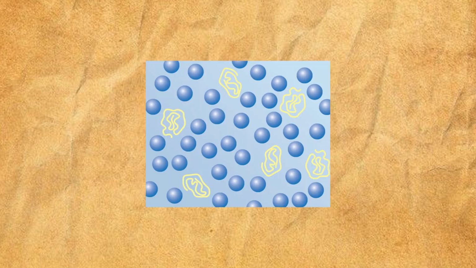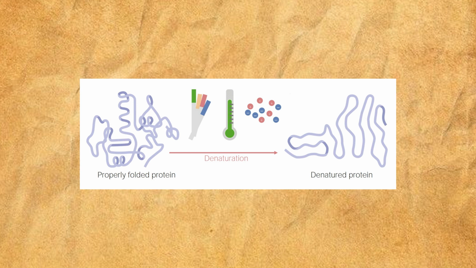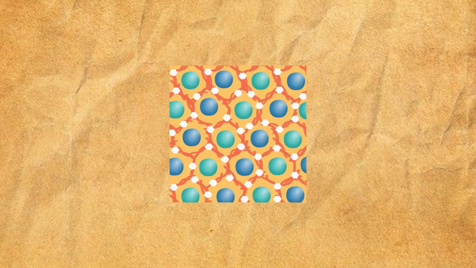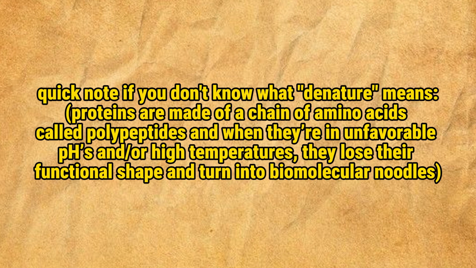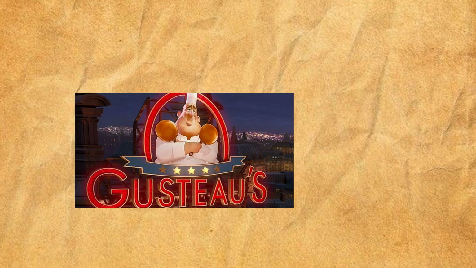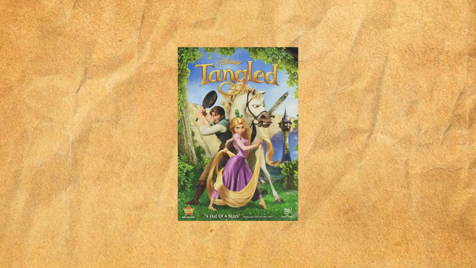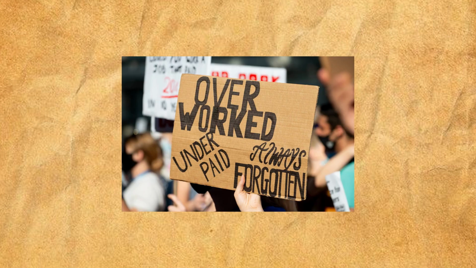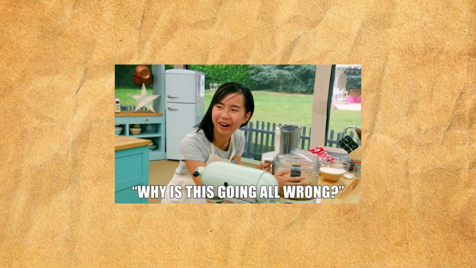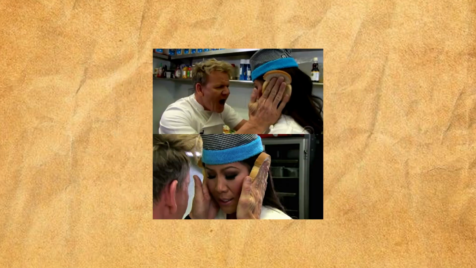In addition to particulate protein interactions, the egg whites also start to denature and tangle up with one another when they get whipped. Proteins are made of a chain of amino acids called polypeptides, and when they're in unfavorable pHs and/or higher temperatures, they lose their functional shape and turn into biomolecular noodles. This introduces the complication of what bakers call overwhipping, which is when you whip your egg so much that it gets unfluffy. This happens when the proteins tangle up so much that they form a labor union and stage an uprising against the whisk by literally balling up and losing their sweet, sweet fluff.